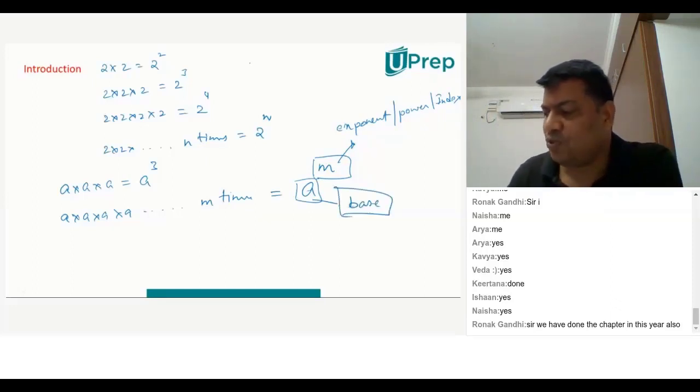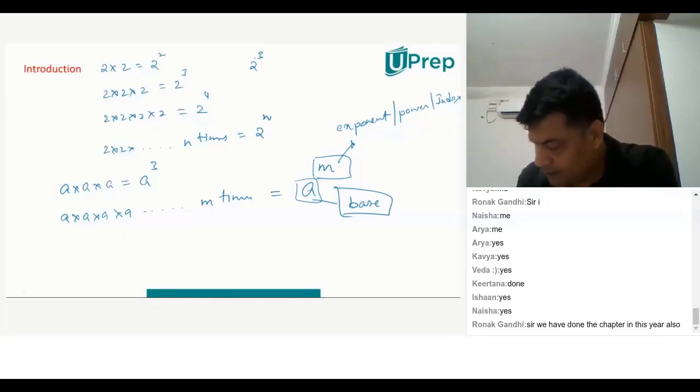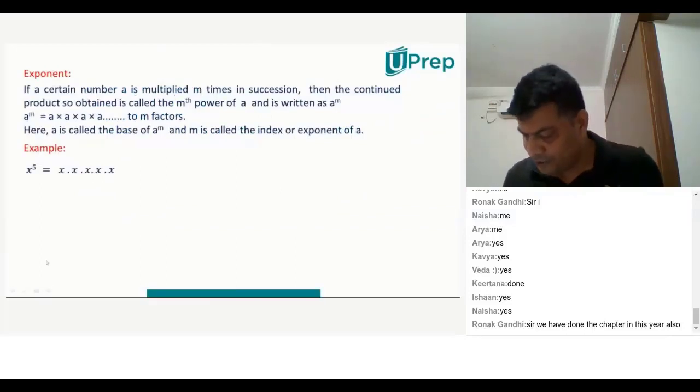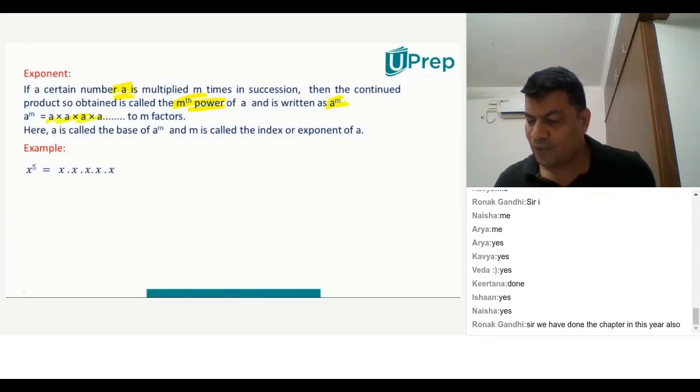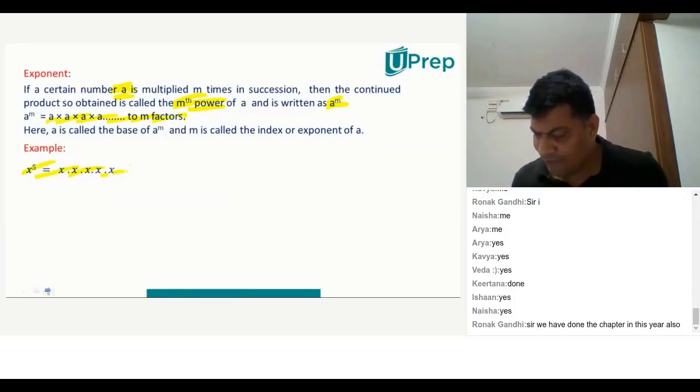If we have a number like 2 to the power of 3, and someone asks you what is the base, it is 2. What is the exponent? The exponent is 3. That's very fundamental. So that's the basic definition. If a certain number a is multiplied m times in succession, then the continued product so obtained is called the mth power of a and is written as a power m. A power m is nothing but a into a, m factors. A simple example: x to the power of 5 is nothing but x multiplied 5 times.